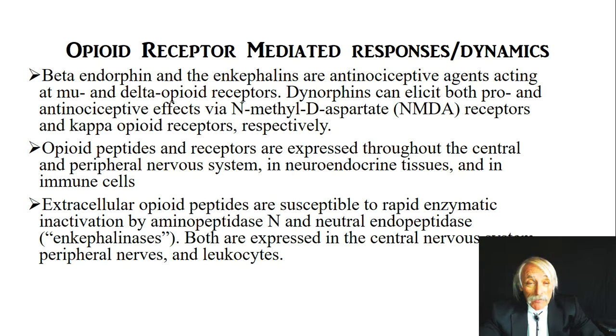So extracellular opioid peptides are susceptible. What goes on here? This is a pharmacodynamic discussion. They are susceptible to rapid enzymatic inactivation by a protein called aminopeptidase N and by a neutral endopeptidase. Those are called by the nickname enkephalinases. Both are expressed in the central nervous system, peripheral nerves, and indeed in the leukocytes, right? All right, in the immune cells. So that means rapid turnover, rapid breakdown.